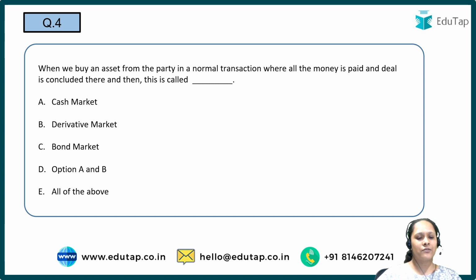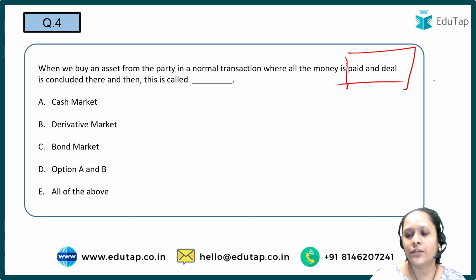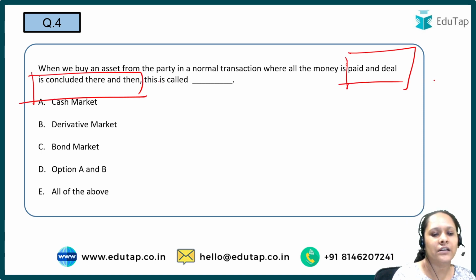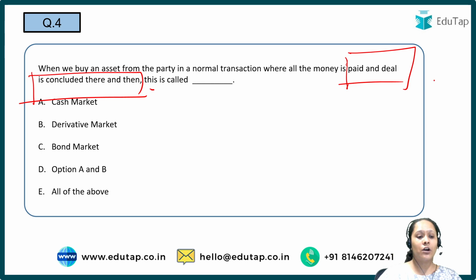Question 4 says that when you buy an asset from the party in a normal transaction where all the money is paid and deal is concluded there and then, ठीक है, ये वर्ड को ध्यान दो, is concluded then and there, then this is called dash. Is it cash market, is it derivative market, is it bond market, or is it option A and B, or all of the above?